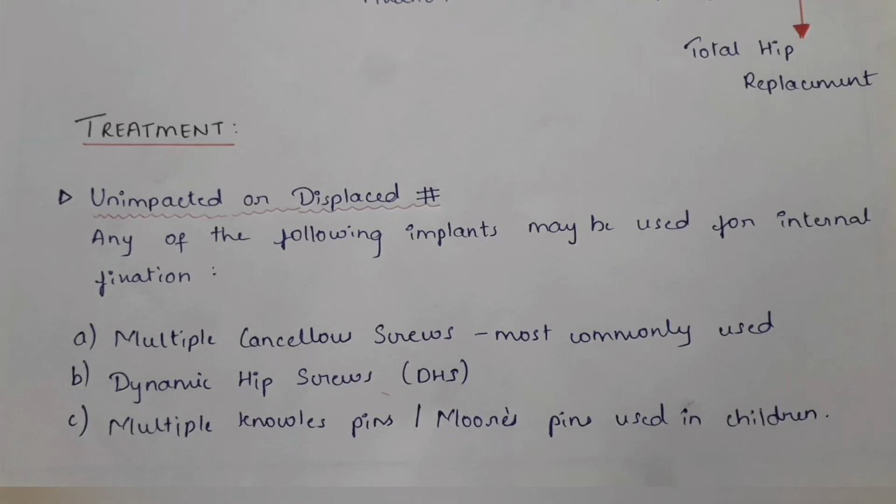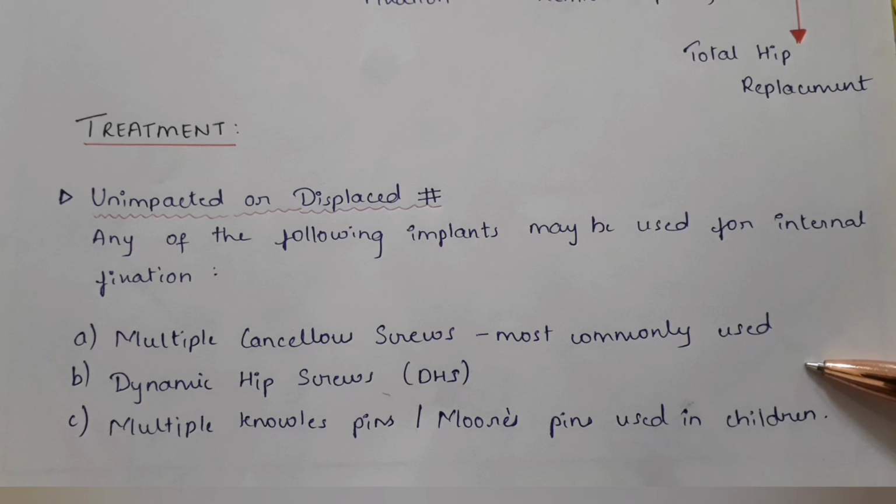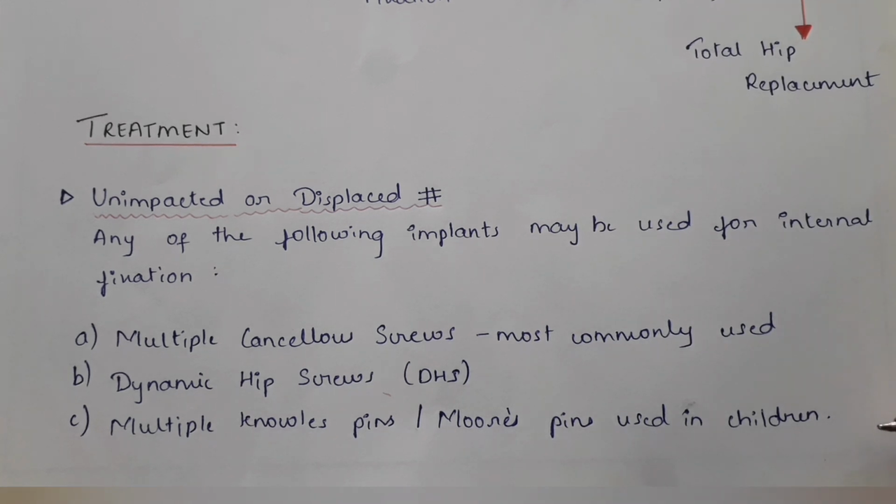Let's see the treatment part. For unimpacted or displaced fracture, the following implants may be used for internal fixation. So we have the multiple cancellous screws which are most commonly used, dynamic hip screws DHS, multiple Knowles pins or Moore's pins which are used in children.